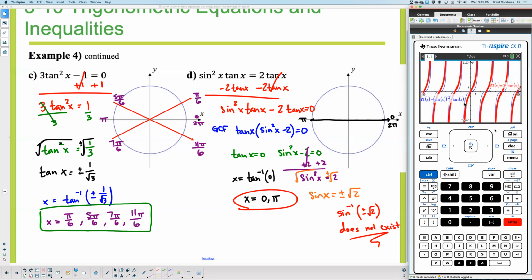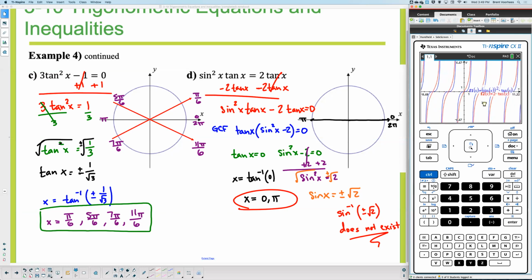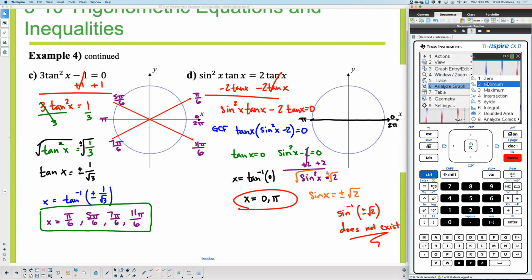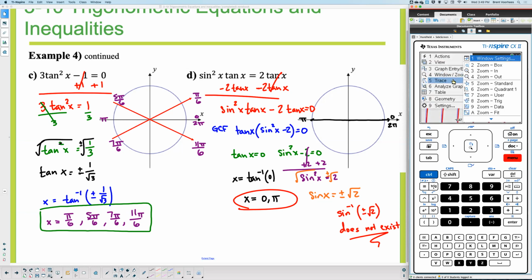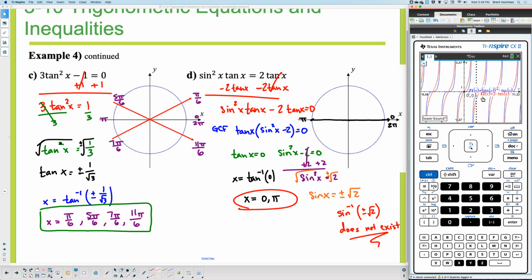Now I'm going to look for answers here. And we're going to see that the answers we have, let's go menu, analyze graph. Intersections of these 2 graphs. You'll see we have an answer here at 0. I'll have another one, hopefully at pi. That would mean I did it right. Analyze graph, intersection. We can see this answer is at 3.14.